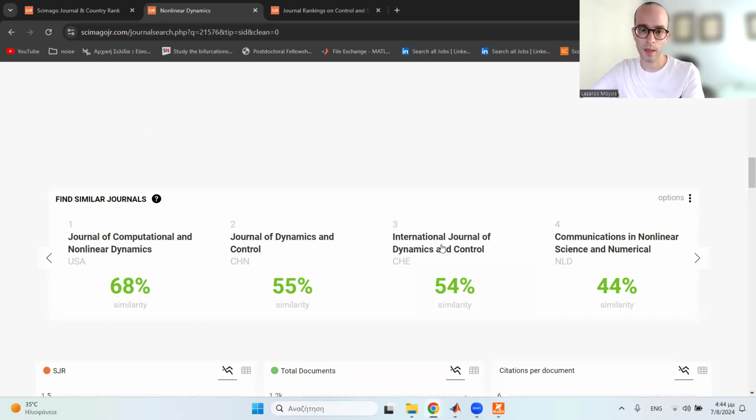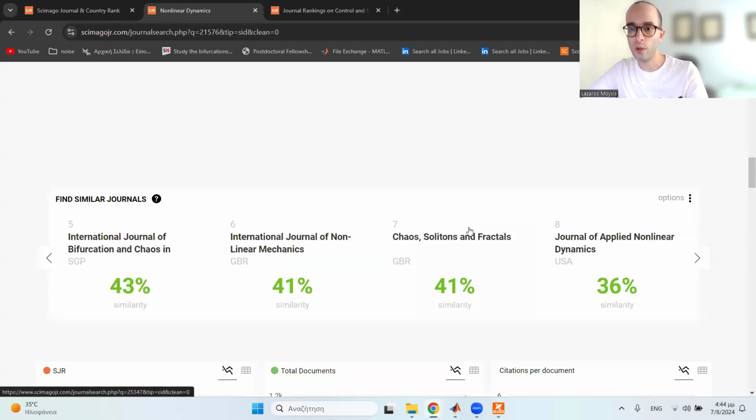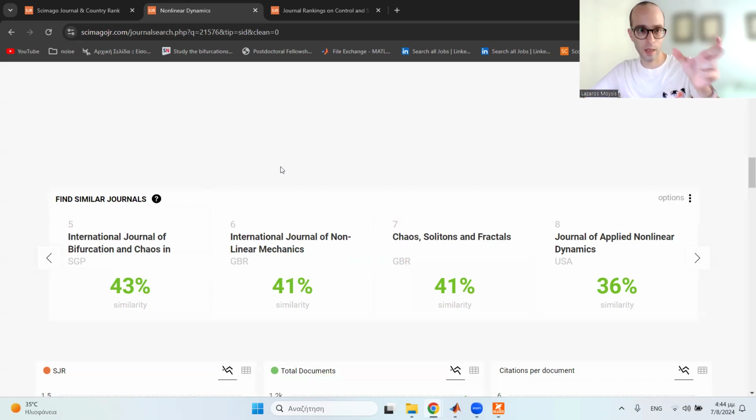So for example, it has International Journal of Dynamics and Control. I happen to know this journal. It's a very good quality journal. It has Communications in Nonlinear Science and Numerical Simulation, which is another great journal. It has Chaos, Solitons, and Fractals, a very well-known journal. Journal of Applied Nonlinear Dynamics, International Journal of Bifurcation and Chaos. So here I can understand that if I know already one journal, I can browse it through this website and obtain a lot of information about other relevant journals, so I can enrich my list.